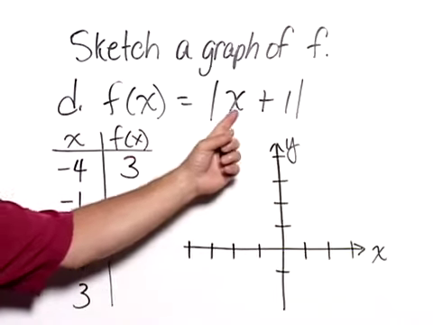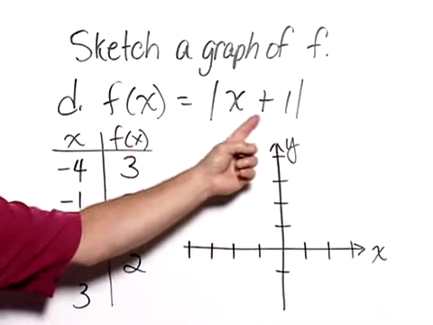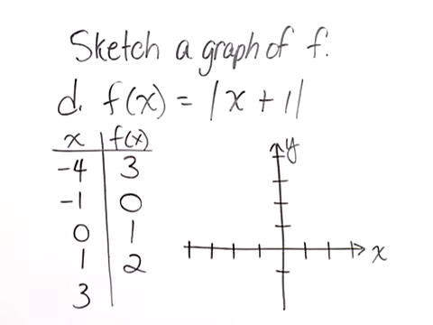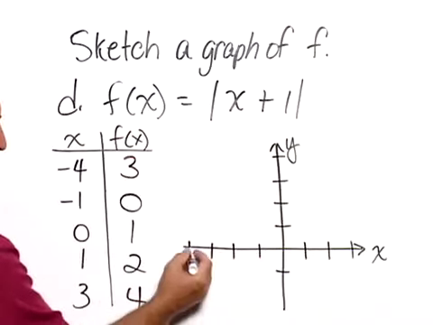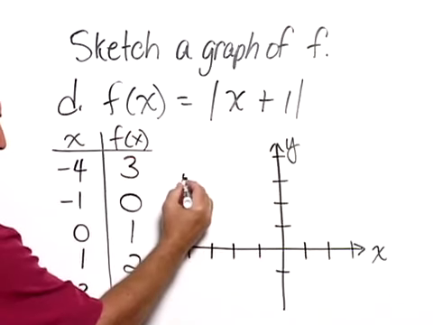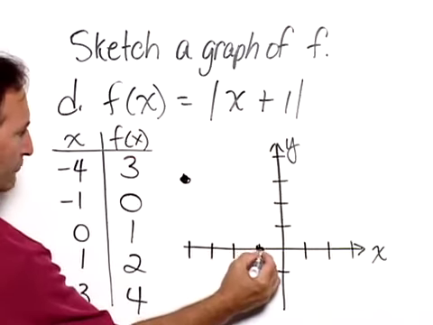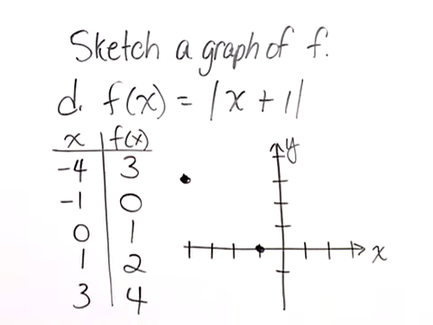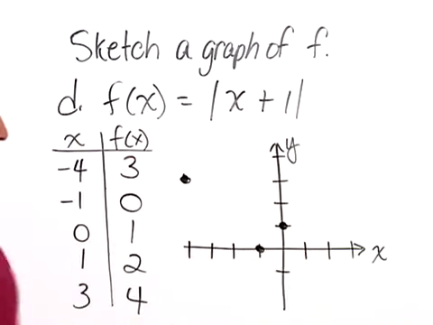Substituting 1 for x, 1 plus 1 is 2. Absolute value of 2, 2. And finally, substituting 3 for x, 3 plus 1 is 4. The absolute value of 4 is 4. Plotting these points, we have negative 4, 3. Then we have negative 1, 0. That would be right on the x-axis. 0, 1 would lie right on the y-axis.